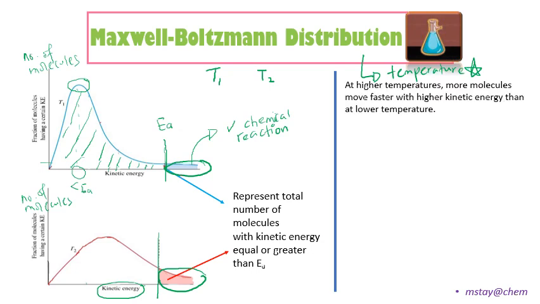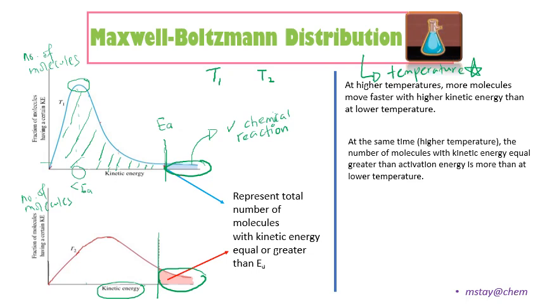Okay, so now we look at the first statement here. At higher temperature, more molecules will move faster. This is the statement that we already learned in the previous slide. And you agree that when they move faster, the kinetic energy will increase. So when we look at graphs T1 and T2, based on the first statement that at higher temperature more molecules move faster, when the molecules move faster, it means they will have higher kinetic energy.